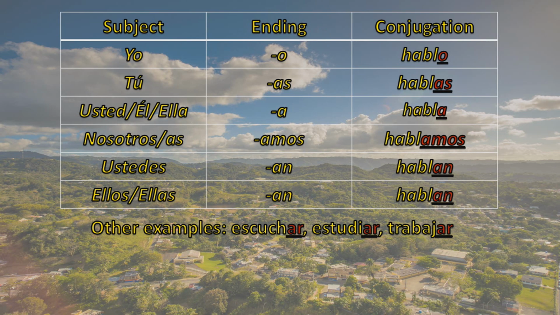And here we have a table, and in the first column we have the subjects, okay? So for example, yo, tú, usted, él, ella, nosotros, nosotras, ustedes, ellos, ellas, okay? So remember that, like I have told you before, when you are speaking Spanish, you don't necessarily have to say the subject. I mean, you don't have to say necessarily the personal pronoun unless you want to be very specific.